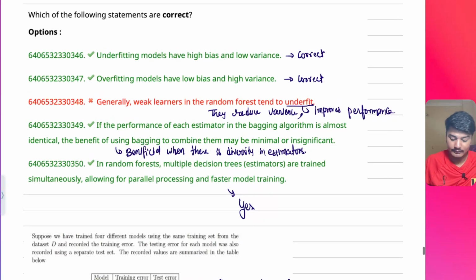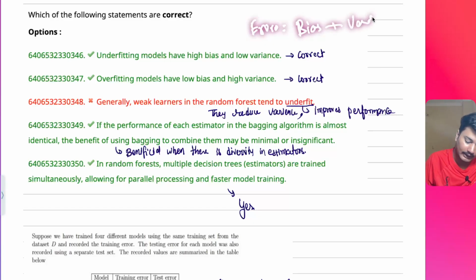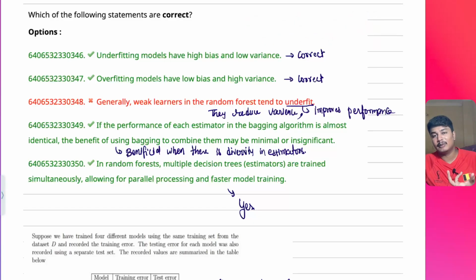Now, the question is, which of the following statements are correct? Underfitting models have high bias and low variance. Yes, because we have discussed that error is basically nothing but bias plus variance, right? So it is nothing but the bias-variance trade-off. If the model is underfit, then it will have high bias and low variance. I have discussed this in my lecture also, so you can go and refer to that. And overfit means low bias, high variance.